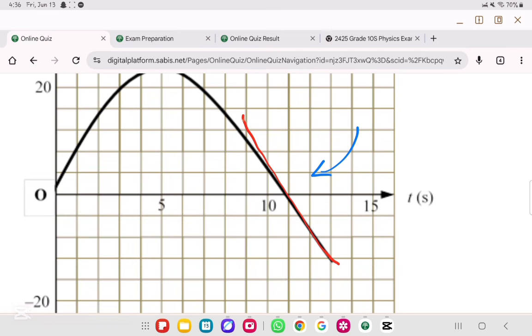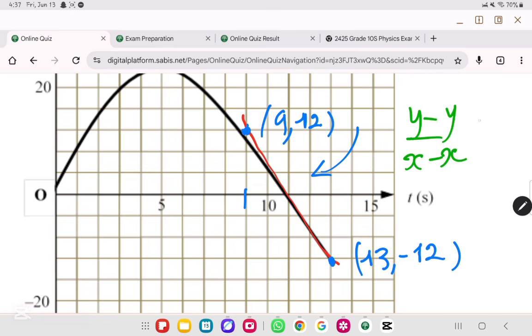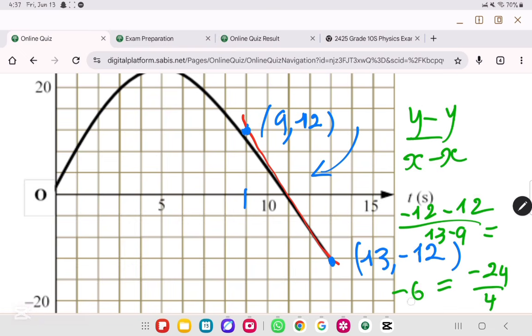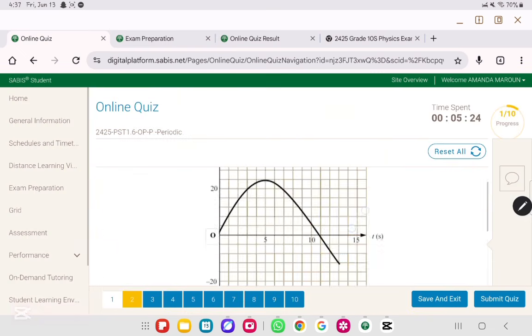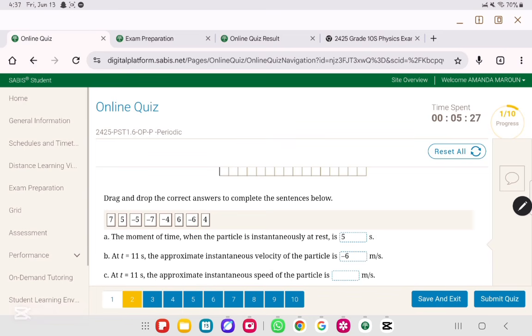Take 2 points. For example, this point over here is a good point. It is (9, 12). And this point over here as well is a good point. This point is (13, -12). Now let us find the slope of the tangent. You can do, for example, y minus y over x minus x. So -12 minus 12 over 13 minus 9. So you get -24 over 4, so -6. And just like that, we found the instantaneous velocity. It is -6 meters per second. Now at 11 seconds, the approximate instantaneous speed. We stop for a second.